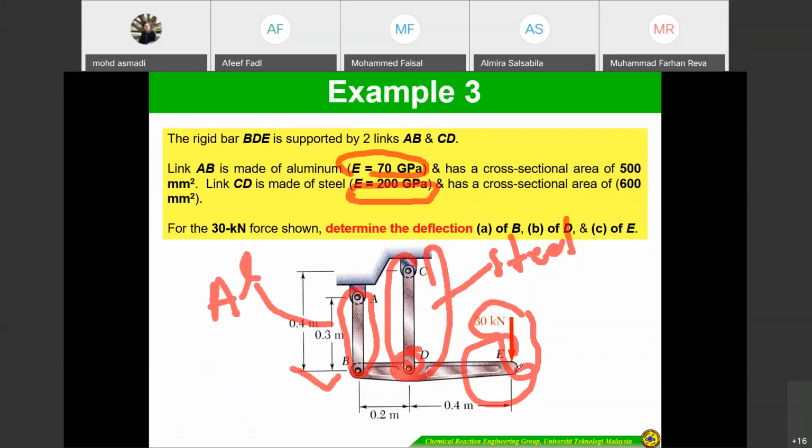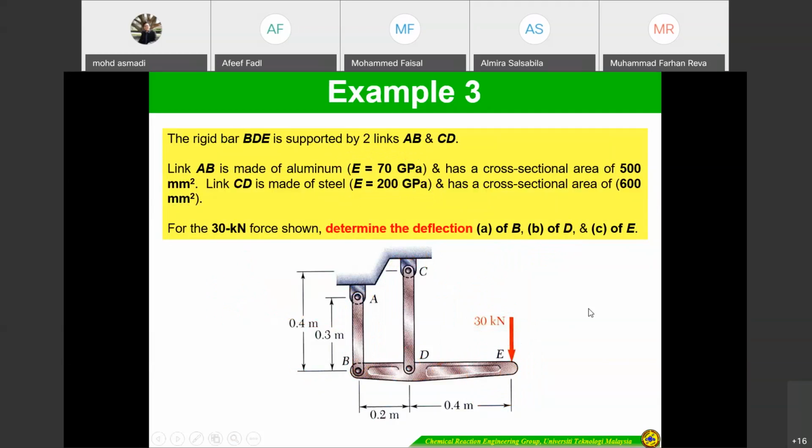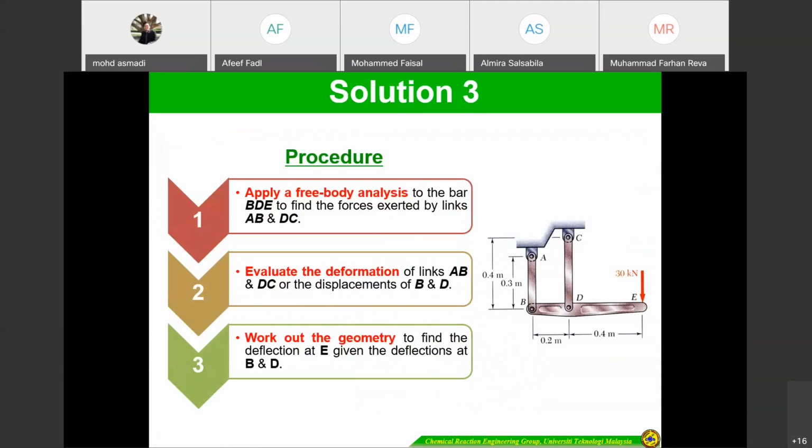How to determine the deflection at point E? It is quite difficult because there is no information here. So you have to know trigonometry. First, apply free body analysis to the bar BDE. You have to isolate the bar, and then analyze force AB and also force CD. So bar BDE is number one.